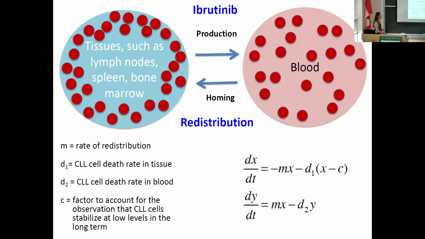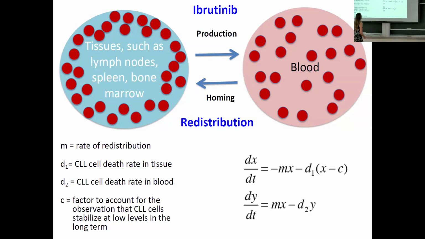So here's the model. This is X, the tissue compartment. Y is the number of cells in the blood. This is migration from one to the other. This is death in the bone marrow, death inside the blood. And this is a non-zero level to which lymphocytosis stabilizes as time goes to infinity. So that's a constant.